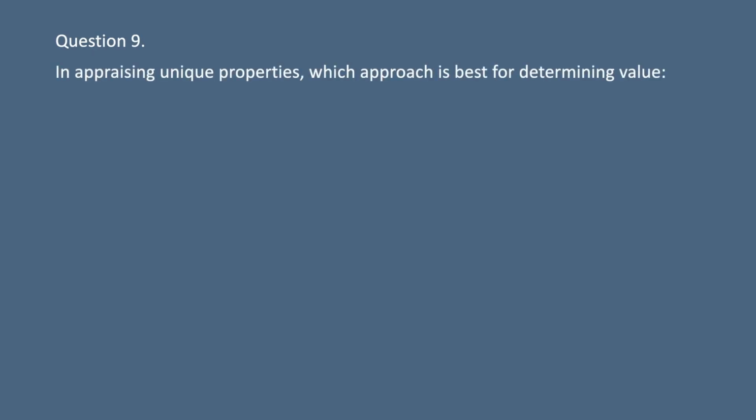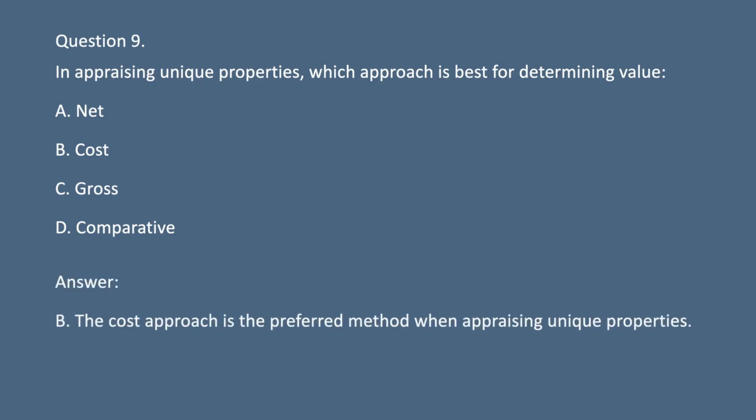Question 9. In appraising unique properties, which approach is best for determining value? A. B. Cost. C. Gross. D. Comparative. Answer. B. The cost approach is the preferred method when appraising unique properties.